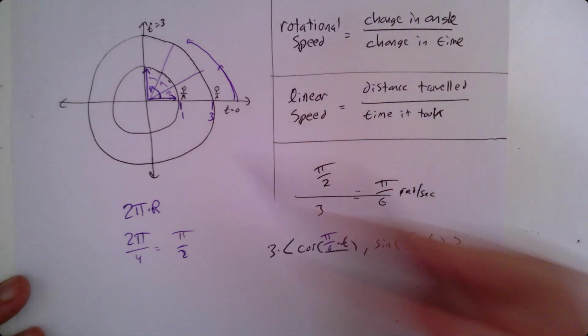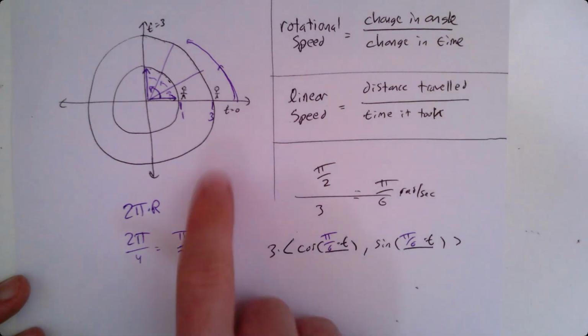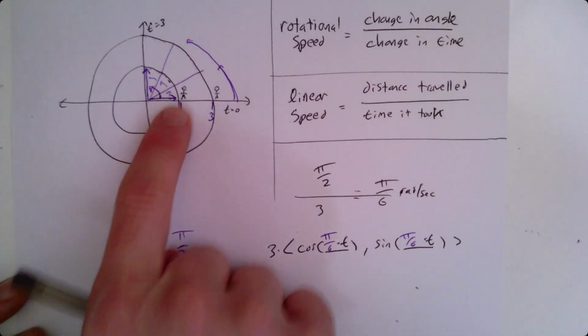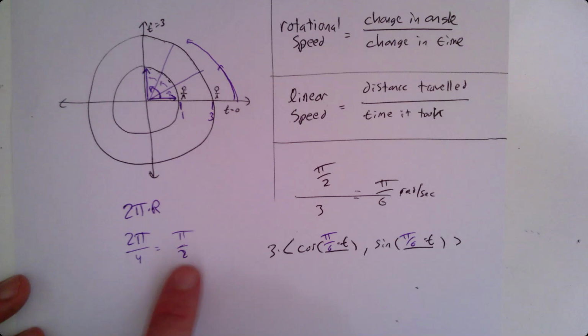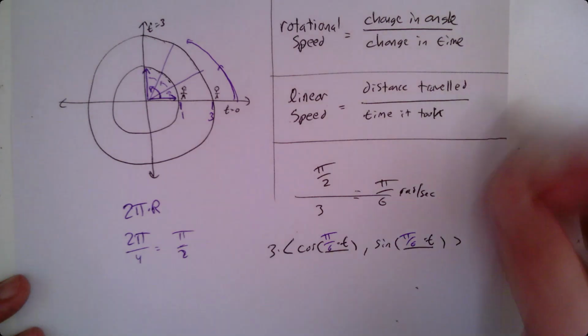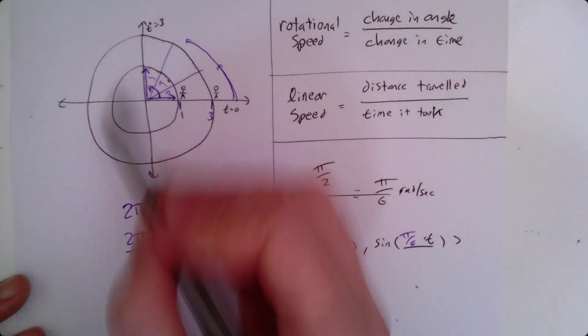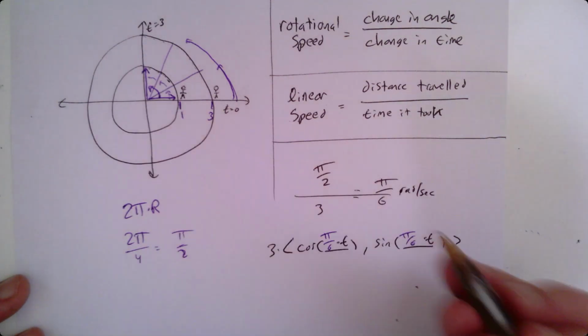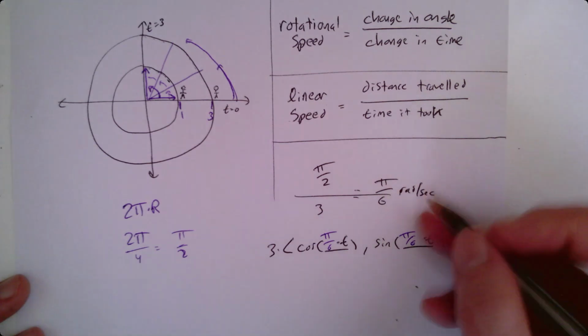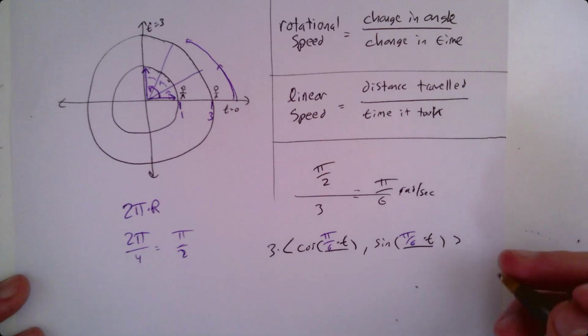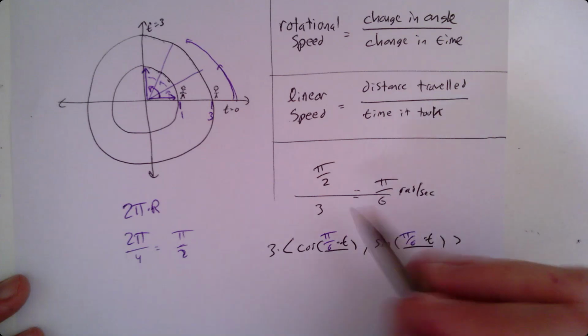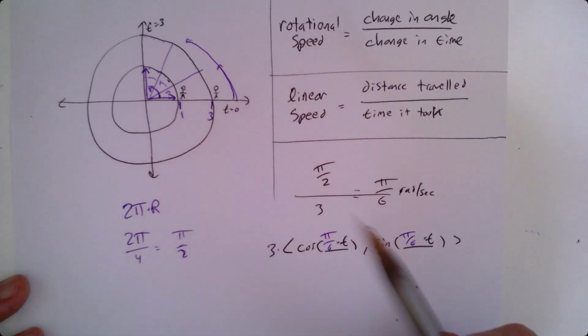Okay, so let's go back to linear speed. So I know it took me 3 seconds to walk that far. That distance is pi over 2. So pi over 2 divided by 3 also gives me pi over 6 feet per second. So in the case of a radius 1 circle, my linear speed was the same number as my rotational speed, but the units are different. The units for linear speed would be feet per second.